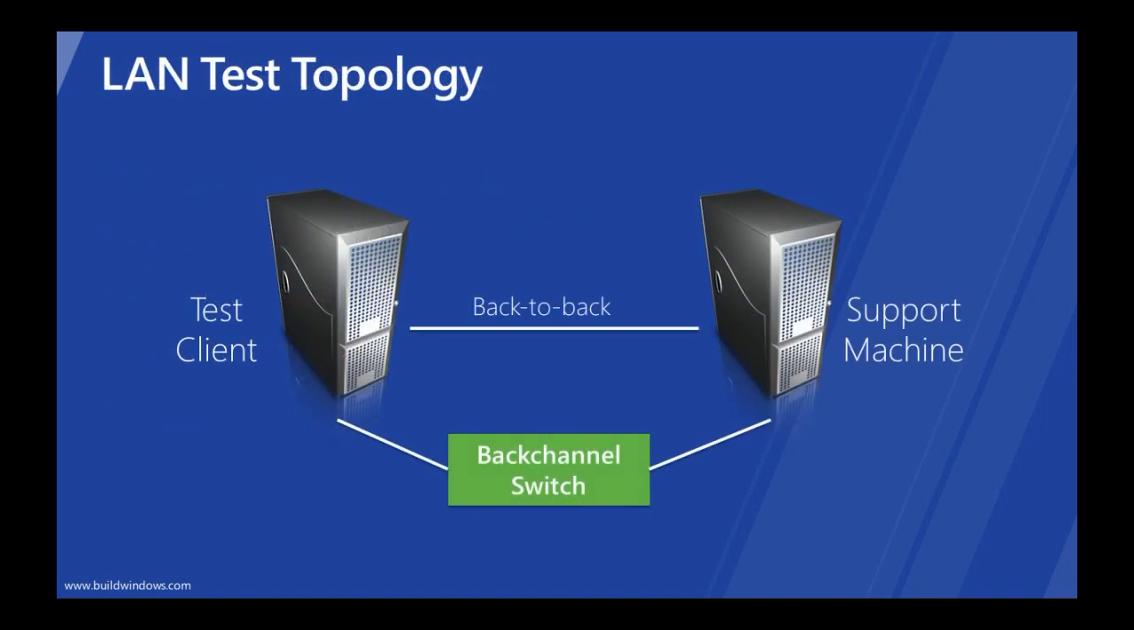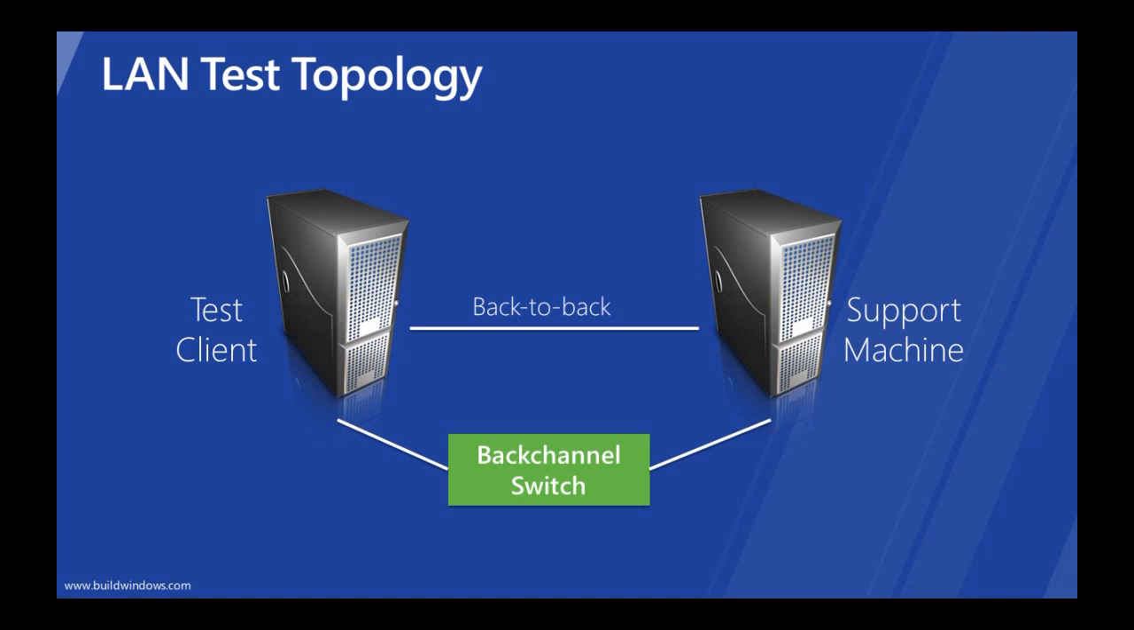So, in keeping with the simplicity theme, I want to talk about the LAN test topology. The test target lives in the test client machine and is connected back to back to another device on the support machine. There's a back channel switch involved, and all this should be pretty familiar to you if you've used the WLK 1.6 for the existing Windows releases. Now, the back-to-back connection is key here.